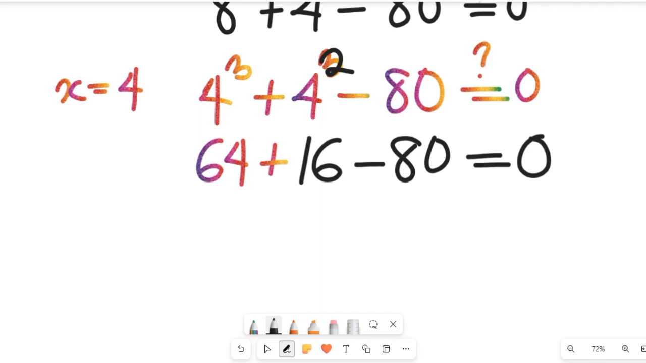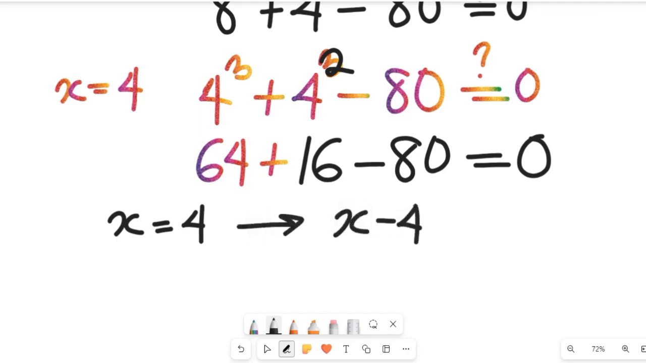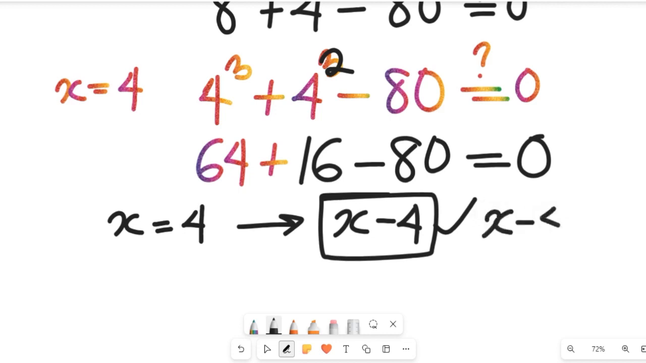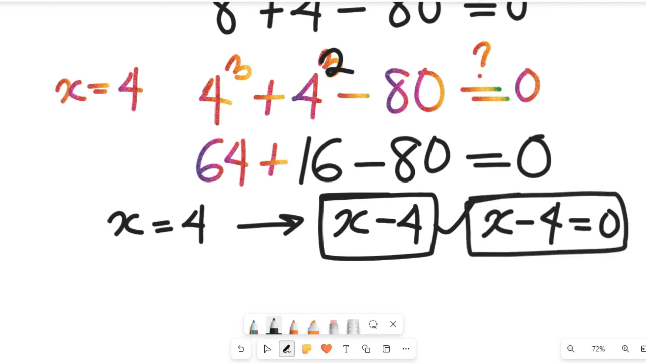So you see, x equal to 4, which presumably gives us x minus 4, is a factor of that polynomial equation. So the whole job we have now is to find the other factors. Remember, we have x minus 4 equal to 0 as a factor. So let's look for the other two factors. Now, to look for the other two factors, we are still going to consider these two things: 4 to the power of 3 plus 4 to the power of 2.